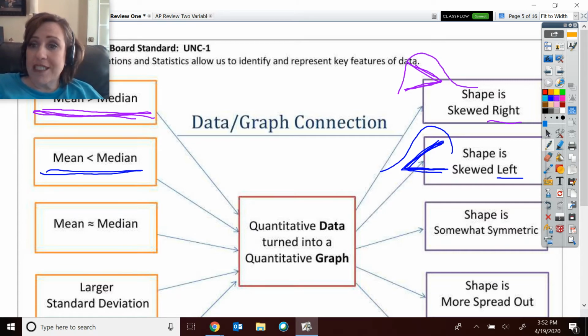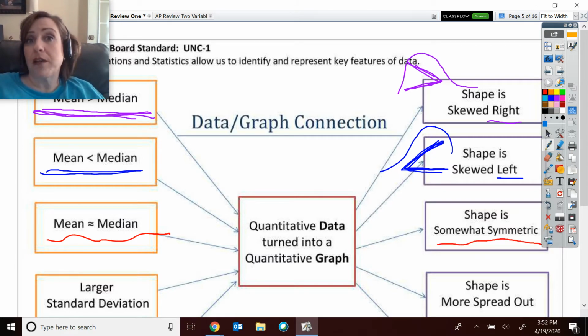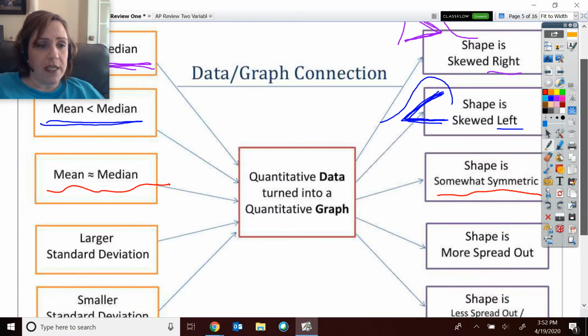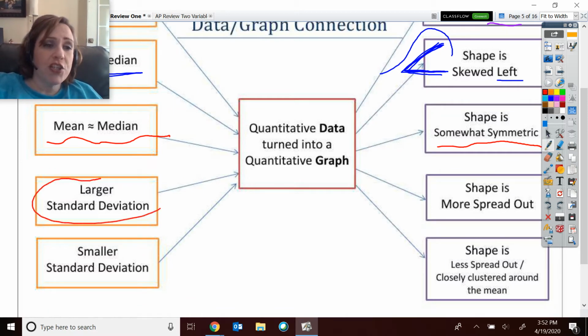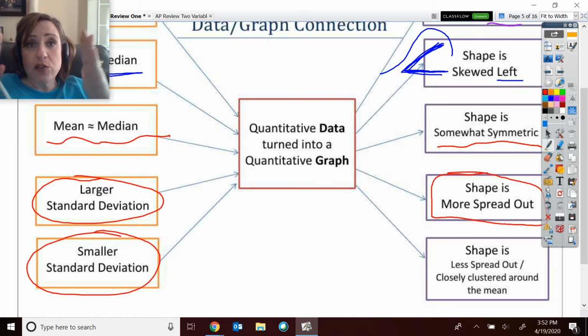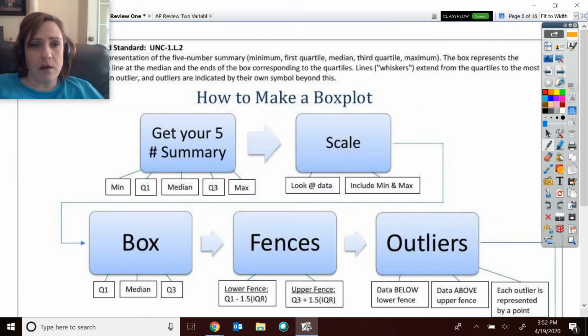If they are pretty close to each other, then they're somewhat symmetric. So that's another way to tell that. And then we know the difference: a larger standard deviation is because the data is more spread out, a smaller standard deviation means it's more closely clustered around the center. All right, and then here is your help for making those box plots.